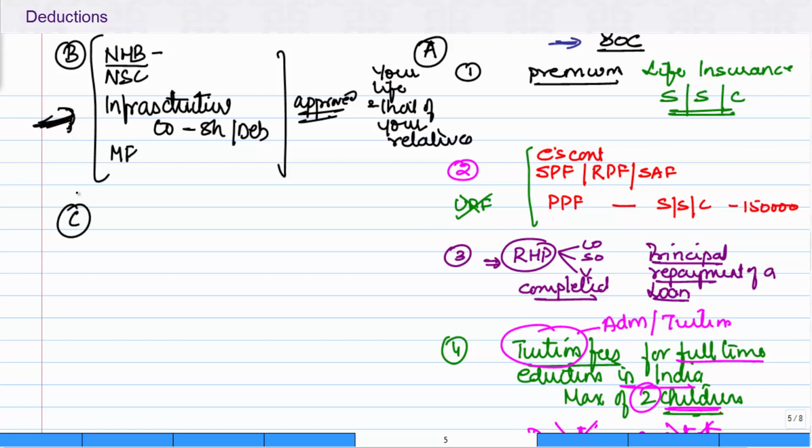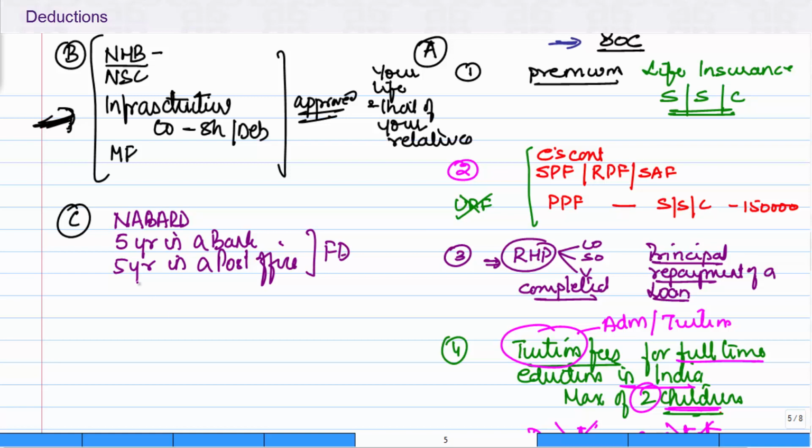Then of course we come to the C category. We say buy NABARD bonds. Invest in FDs for 5 years in a bank. There are special schemes over there. Or a 5-year FD in a post office. Fixed deposit. And there is of course a senior citizens saving scheme. Now, by getting this, NABARD will keep getting the money. The banks will get money for 5 years.